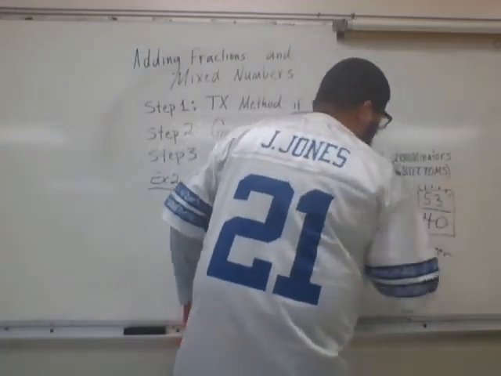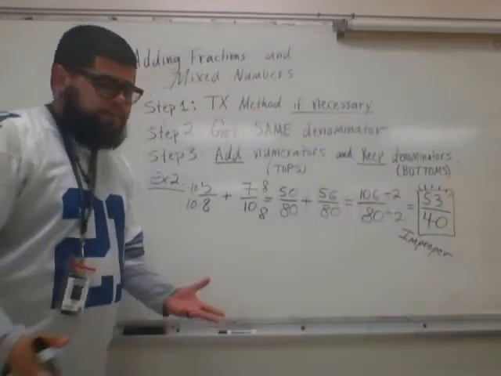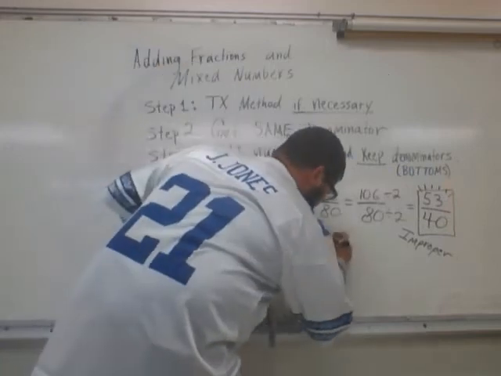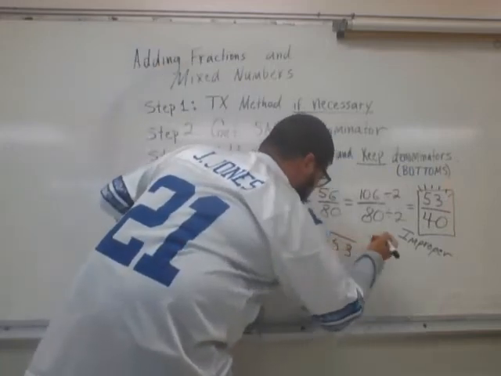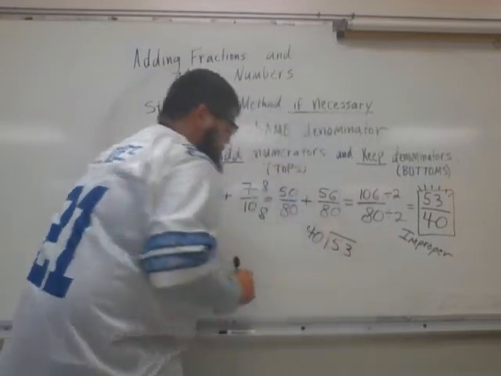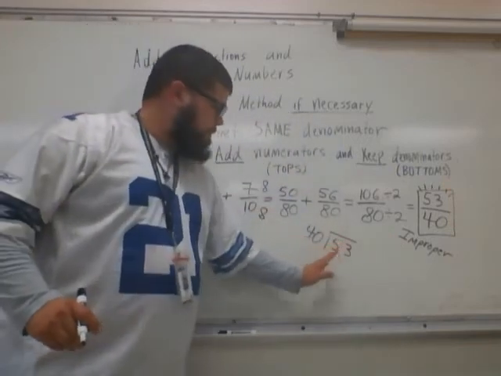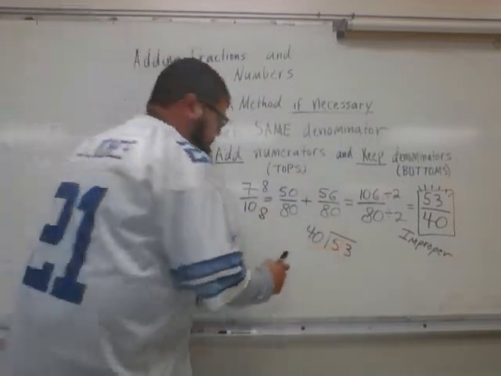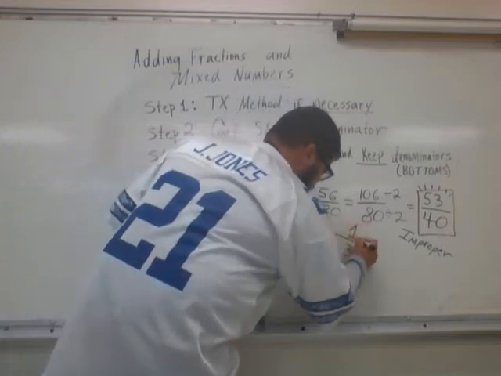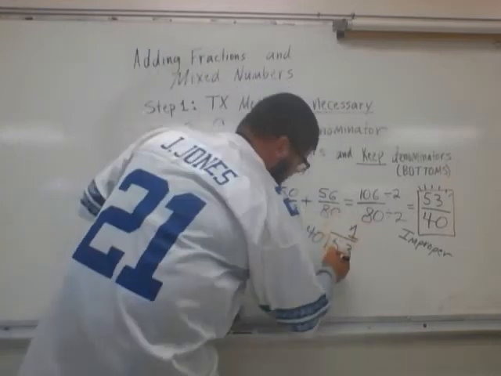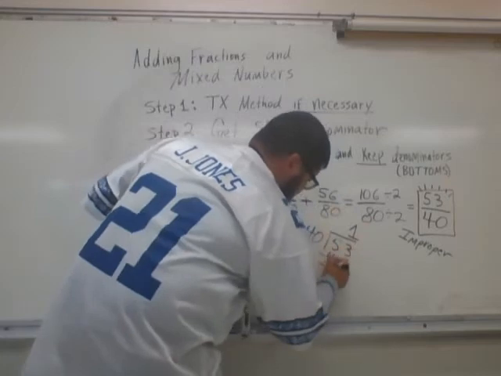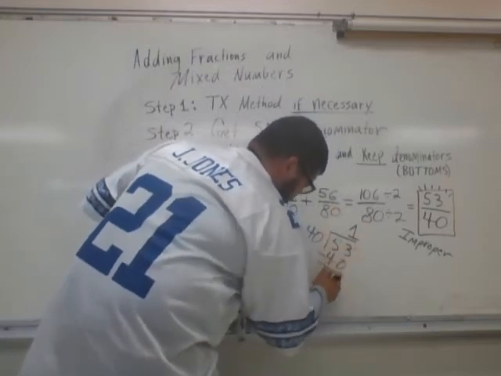53 is getting rained on. Where does it want to go? Inside, right? 40, crazy one, he wants to be outside, right? Now, 40 goes into 53 how many times? 1 time. 40 times 1 is 40. 53 minus 40, 3 minus 0 is 3, 5 minus 4 is 1.